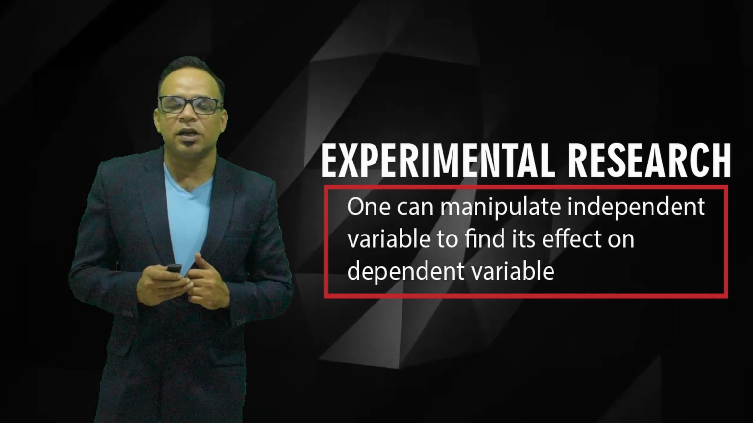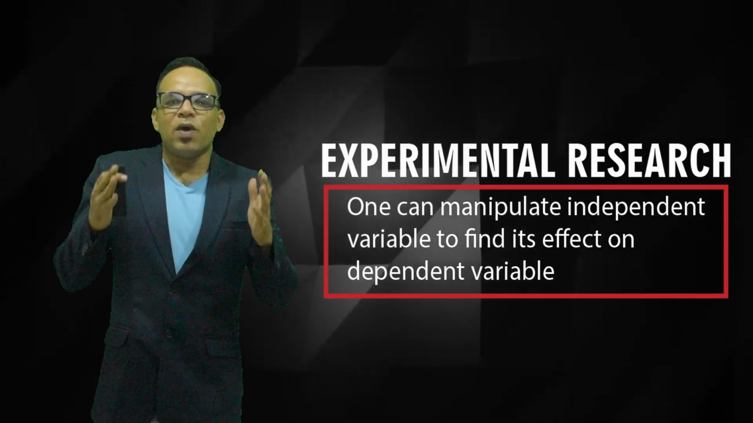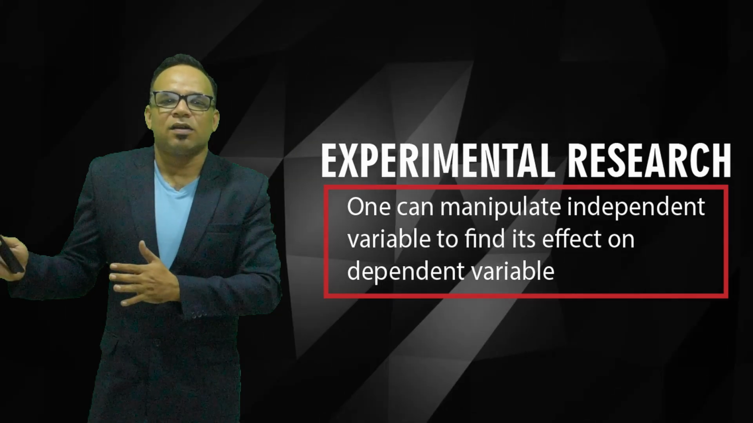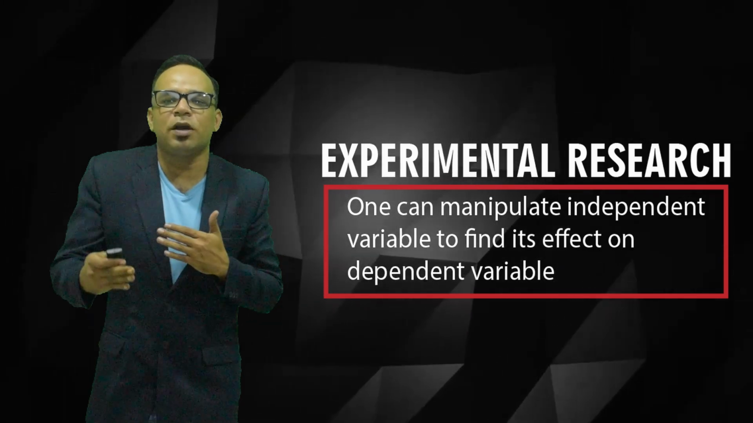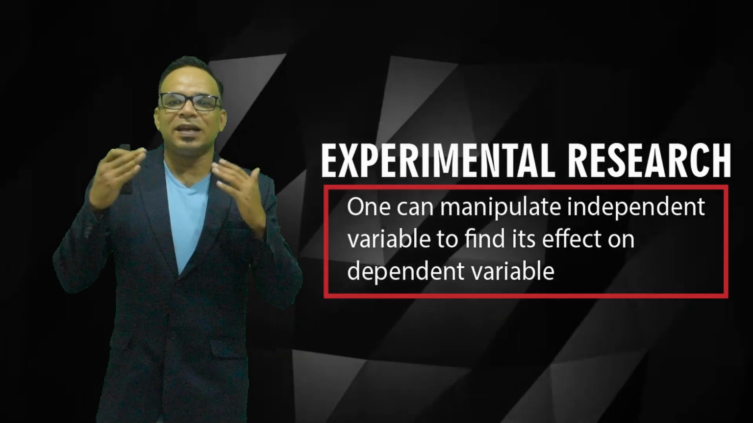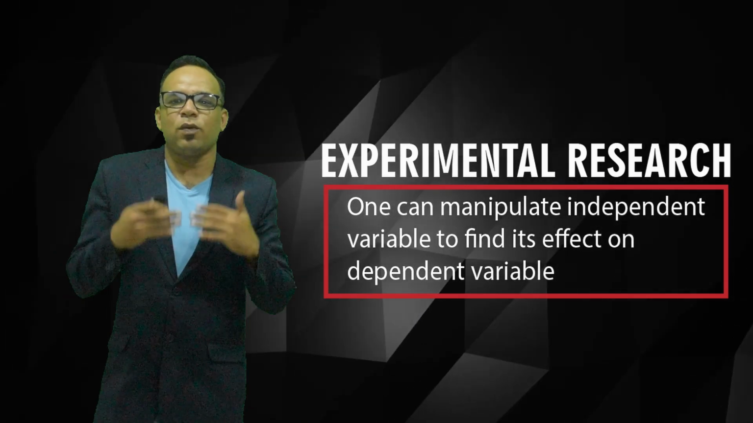Example for an observational research: you observe the crowd, you see whether smoking causes lung cancer. You are not going to intervene or interfere or do an experiment on the population. But in experimental research, you are going to intervene. You are going to experiment.